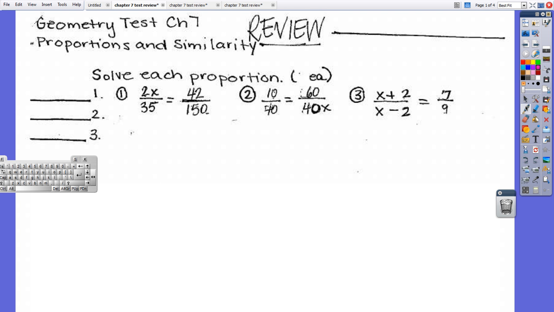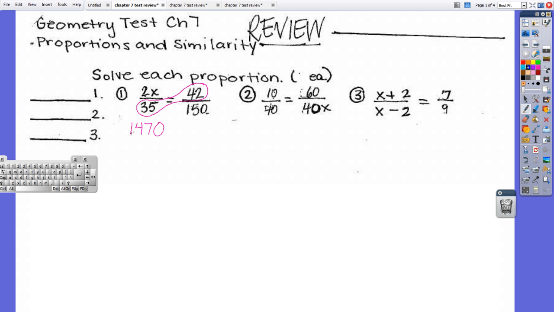Alright, so the first section of the test is proportions and similarity. And we have proportions, and we're going to solve them by using the butterfly method. I'm going to show you just what I do to make it a little neater. I've got 42 times 35, and I'm going to write that answer there. What is 42 times 35? It is 1,470. Okay, so I have that answer there.